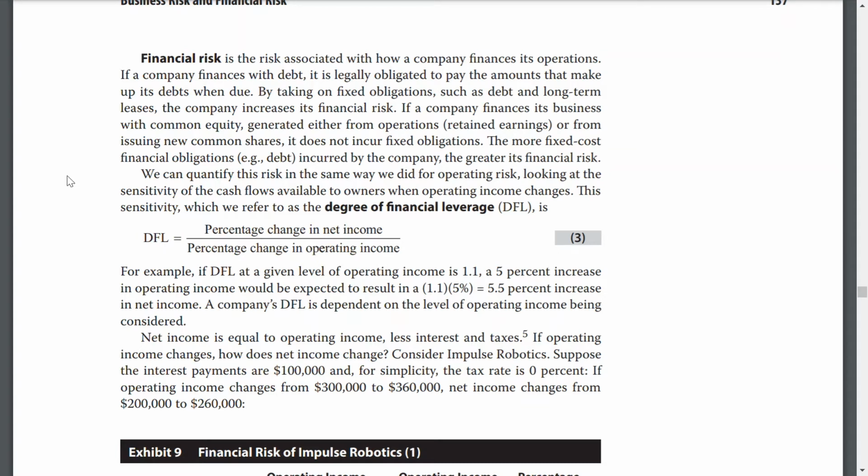Net income is equal to operating income less interest and taxes. If operating income changes, how does net income change? Consider Impulse Robotics. Suppose the interest payment is $100,000 and, for simplicity, the tax rate is 0%. If operating income changes from $300,000 to $360,000, net income changes from $200,000 to $260,000.